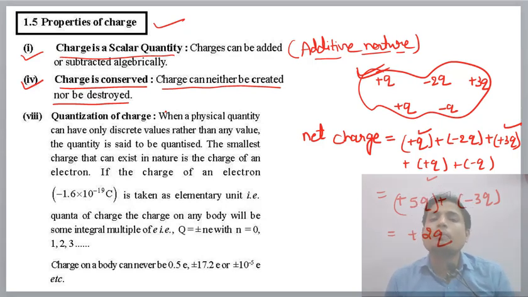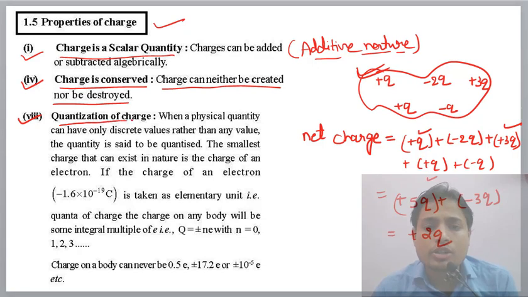When you are rubbing the two objects, some electrons are transferred from one object to the other object. That's why one material has a deficiency of electrons, so that material gets positive charge, and in the other material there is an excess of electrons, so that material becomes negatively charged.